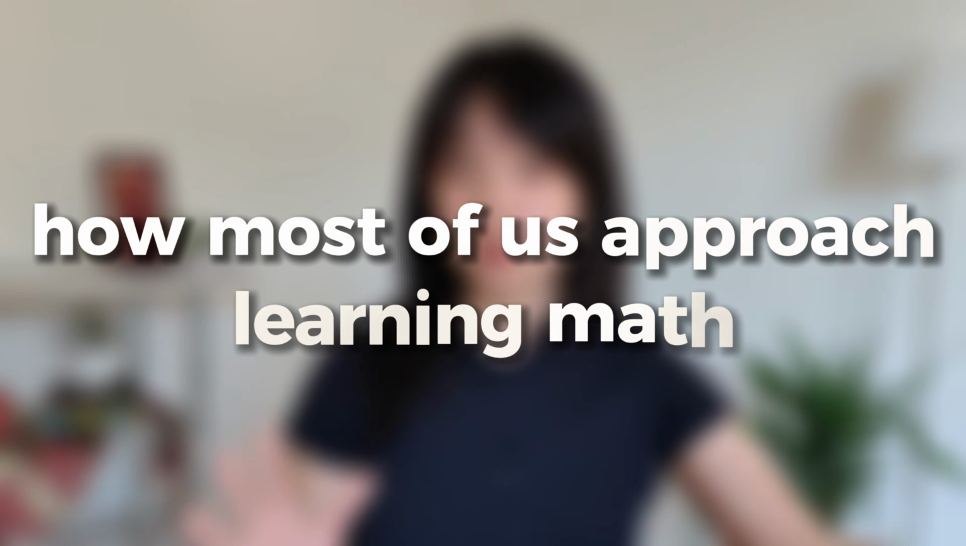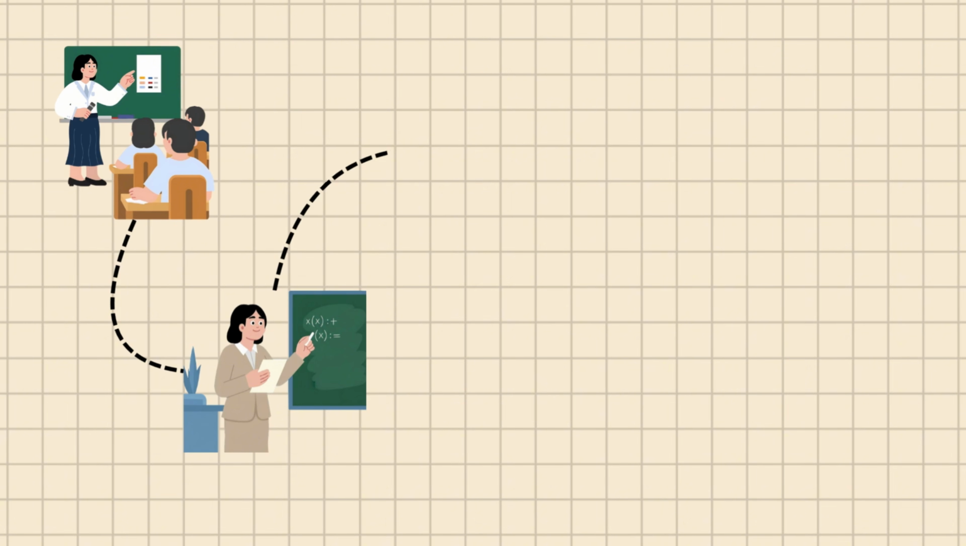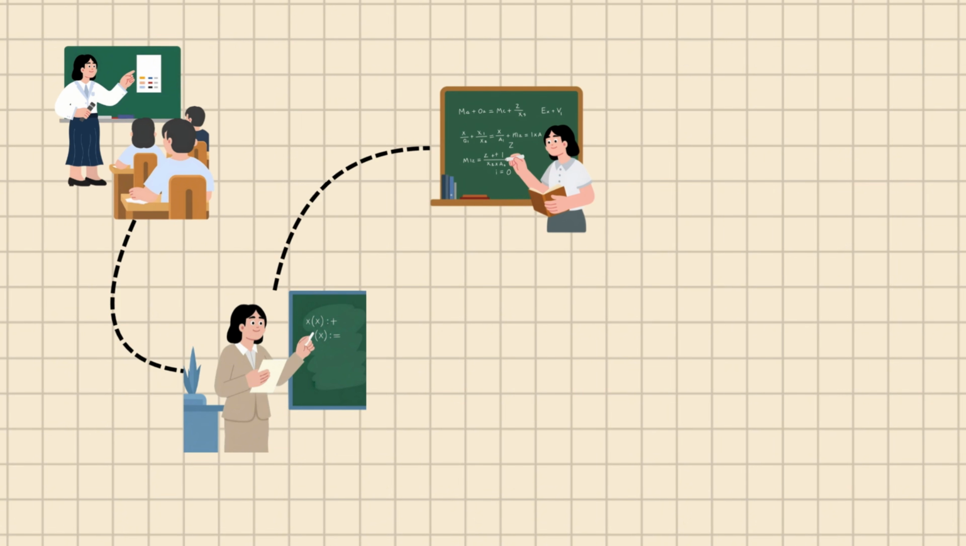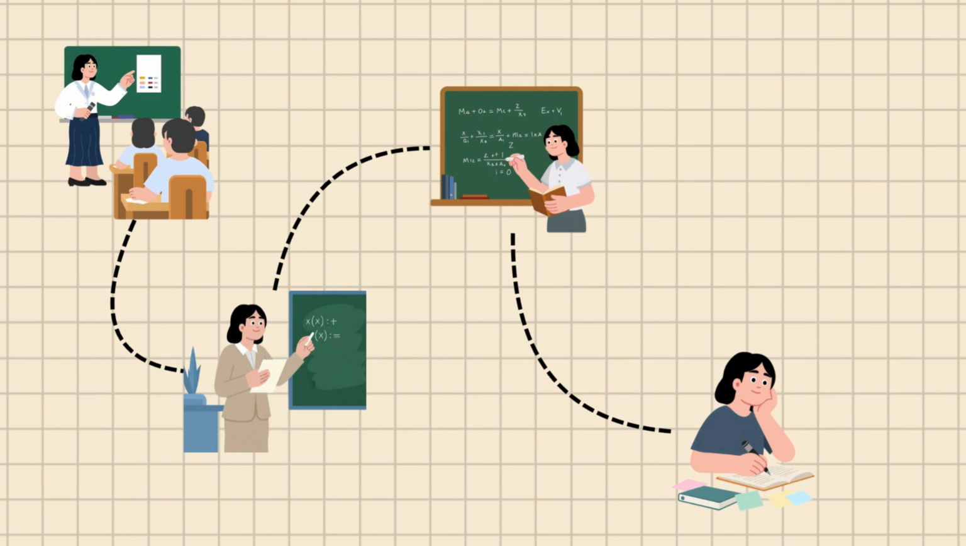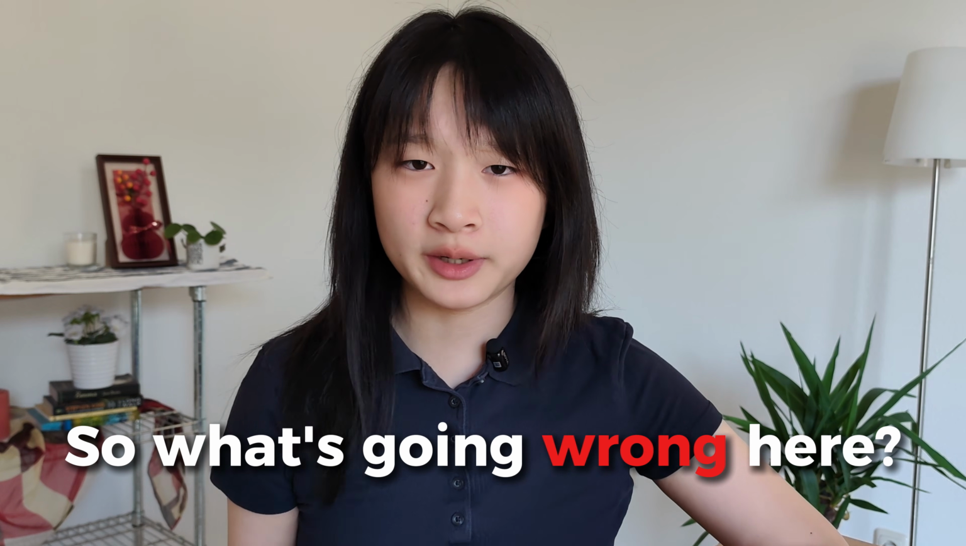Let's first take a look at how most of us approach learning math. It usually goes a bit like this. A teacher introduces a new topic, then they write the formula on the board and they show a few examples. Then you practice some problems yourself, and the steps kind of start to feel a bit familiar, but then the test comes and you realize you cannot answer the questions. So what's going wrong here?